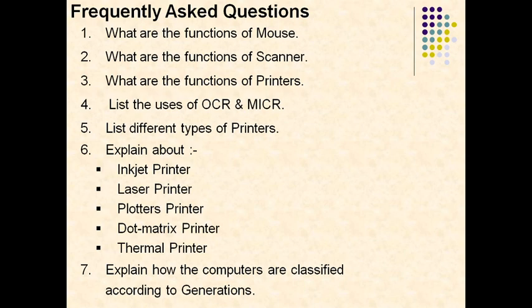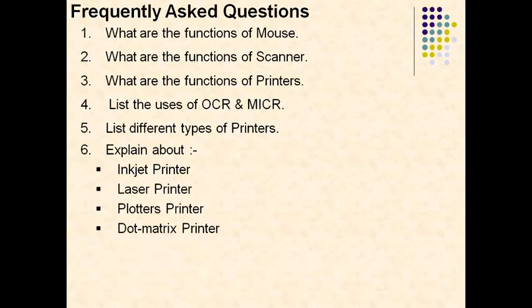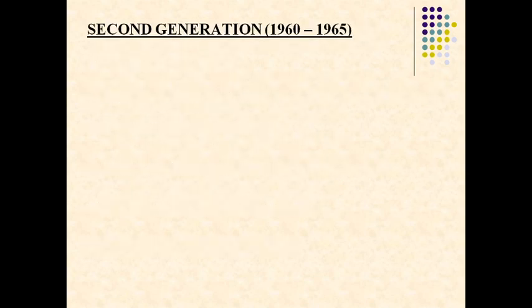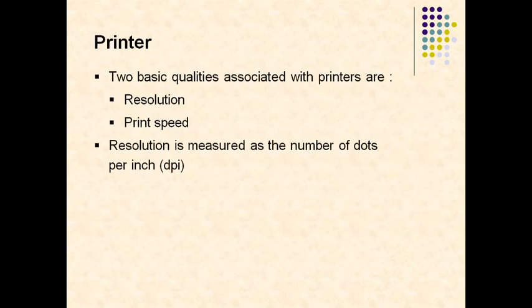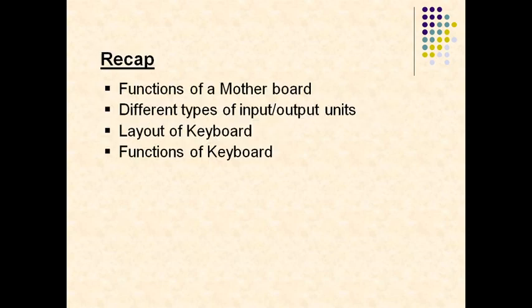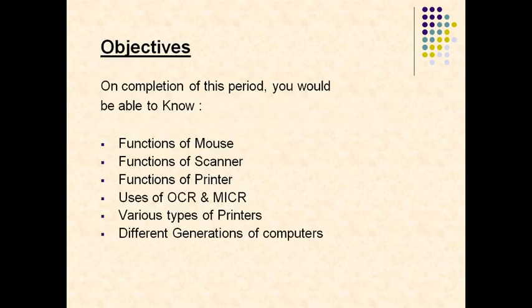Okay students, this slide gives you the list of questions which have already been asked in previous end exams. So in today's class we have discussed what a mouse is and its functions, what a scanner is and its functions, what a printer is and its functions, and various types of printers. We have also seen the uses of OCR and MICR and the different generations of computers.